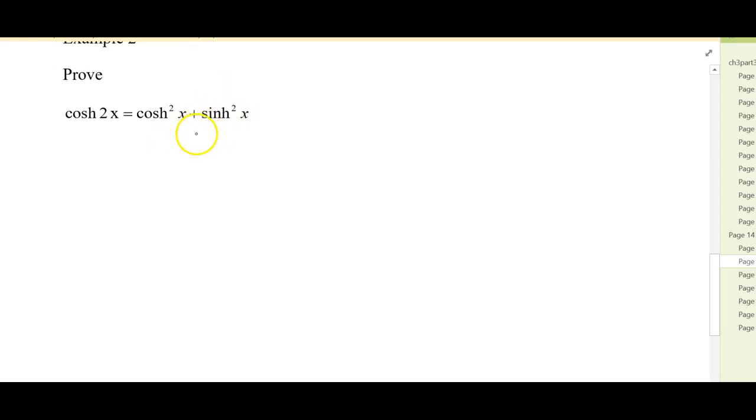Just like in trigonometry, when you prove an identity in the hyperbolic functions, you still want to start with one side, manipulate that, and eventually show that it's equal to the other side. Or another thing you can do is work on both sides, right? And then meet in the middle.